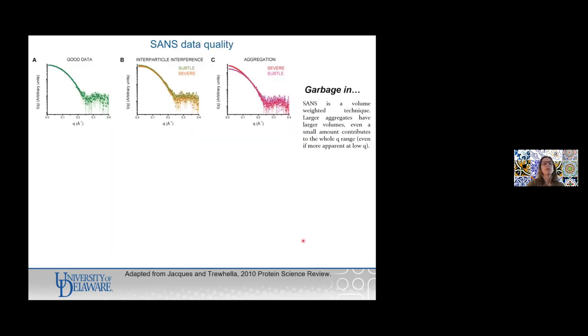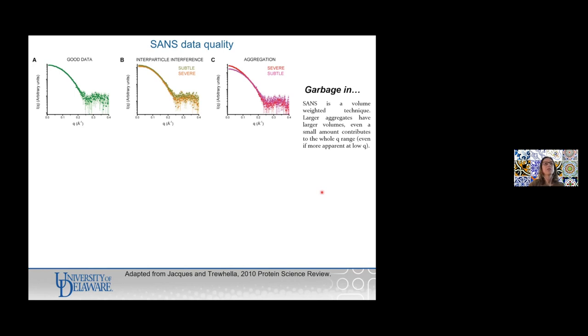Okay, so how do you use all this to assess your data quality? How do you have a semi-qualitative assessment of your data quality? On your left, you have good data. In the middle, you have some interparticle interference, so it's not necessarily bad data. It just means that there's some interactions between your particles, and it could be subtle, it could be severe. And then on the right, you have aggregation. In red, you have very serious aggregation, and in purple, not too bad. And just so that you're not too discouraged when you measure SANS data, very often we're between one of these two conditions. But let's assume you have the three cases.